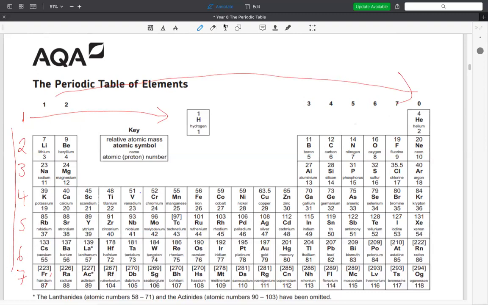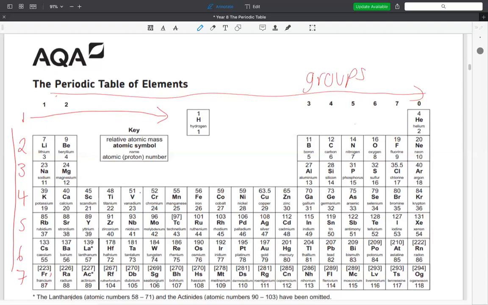So let me just make that a little bit neater. So as we go along, we have our groups, and as we go down, we have our periods. And I'm going to explain to you what they mean in just a moment.